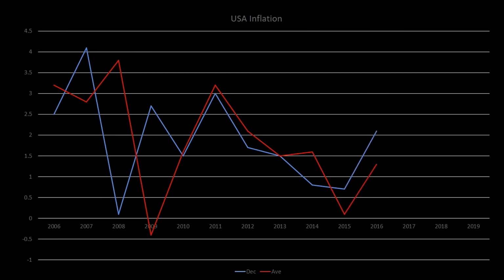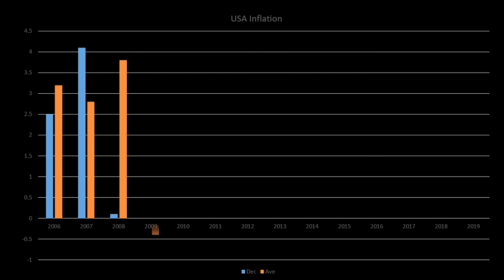In 2016, both of them went up. In 2017, both of them are 2.1. In 2018, December was 1.9, average 2.4. In 2019, in December, the inflation rate was 2.3 and the average was 1.8. And this is another way of looking at it.